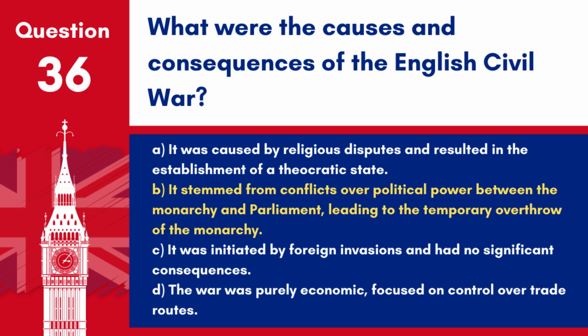Answer B. It stemmed from conflicts over the political power between the monarchy and parliament, leading to the temporary overthrow of the monarchy. The English Civil War was a complex series of events that reflected deep-seated tensions over how the country was governed, culminating in the execution of Charles I and the establishment of the Commonwealth under Oliver Cromwell.